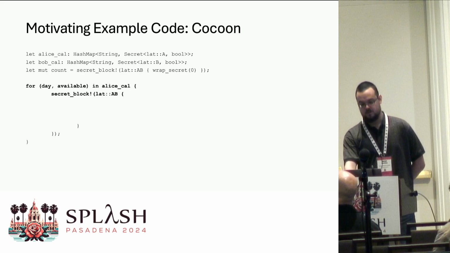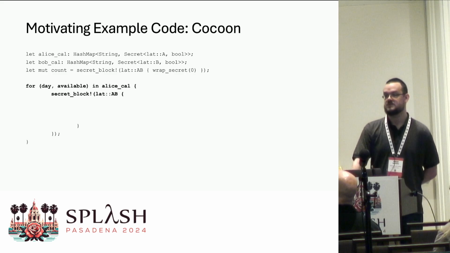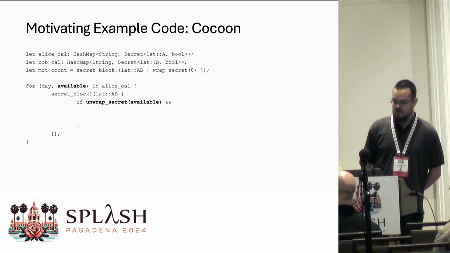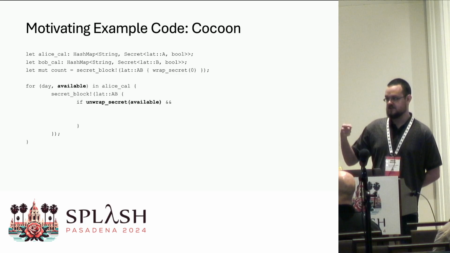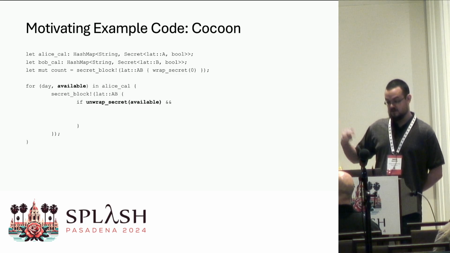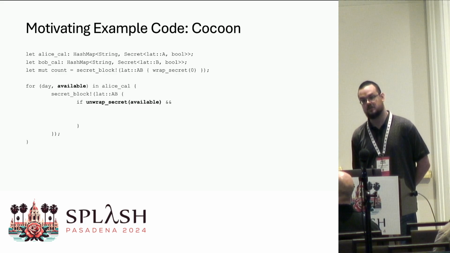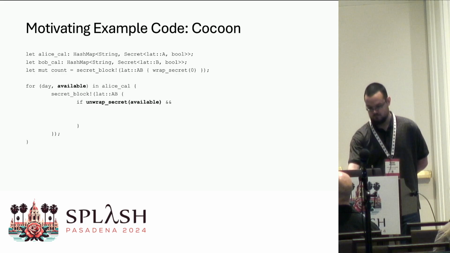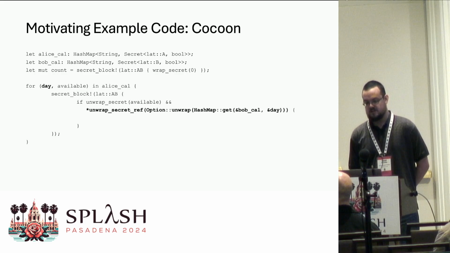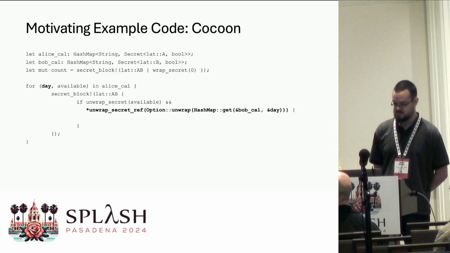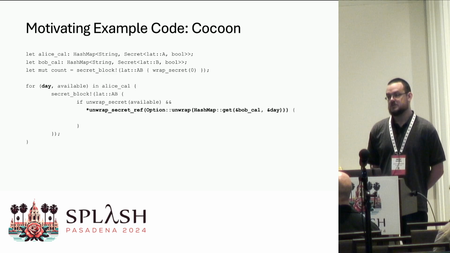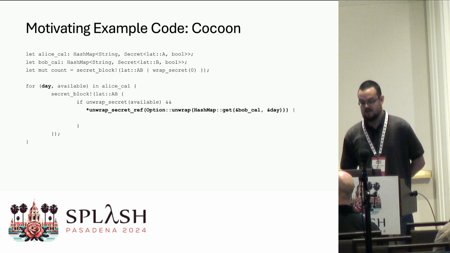Now we need to iterate through the days in Alice and Bob's calendar. So we iterate through Alice's calendar and we use another secret block. Again, it's interacting with both Alice and Bob, so it has label AB. We need to perform a check. We essentially need to check, is Alice available, is Bob available? We have Alice's availability here, although it's secret, so we use unwrap secret. Is Alice available? Okay. If that's the case, we then need to query Bob's calendar using hashmap get and option unwrap. This returns a secret of Bob's availability, and we use unwrap again to check if Bob is available. Great.